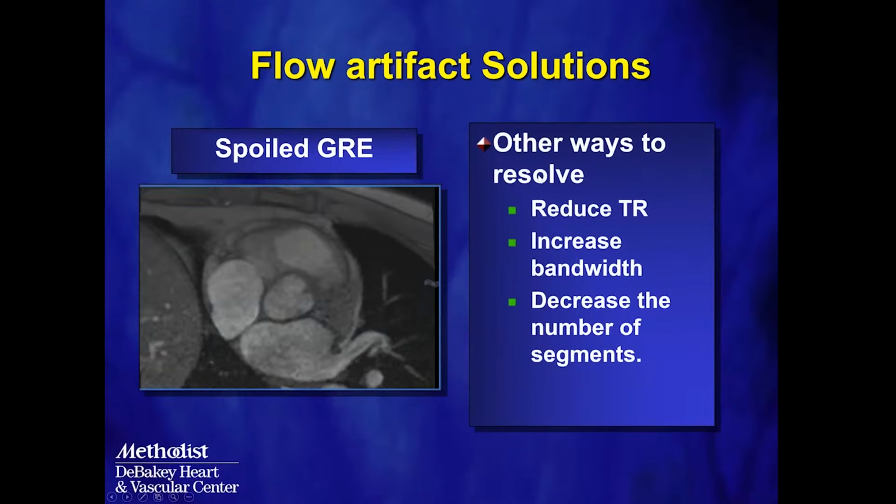Some of the other ways to resolve these flow artifacts are to use a shorter or reduced repetition time. Increasing the bandwidth frequency of the sampled images can also help, along with decreasing the number of k-space lines or the segments, which can also minimize this flow artifact.